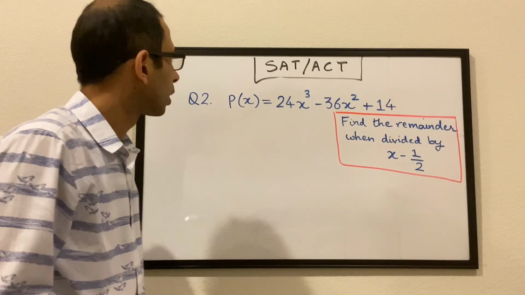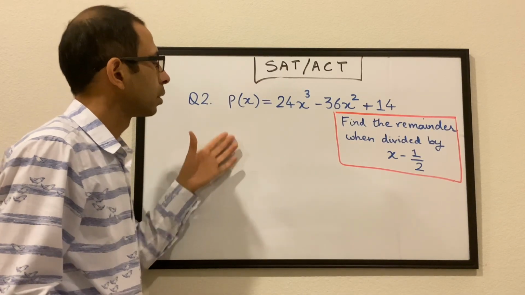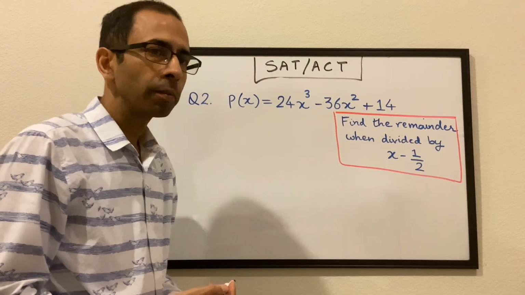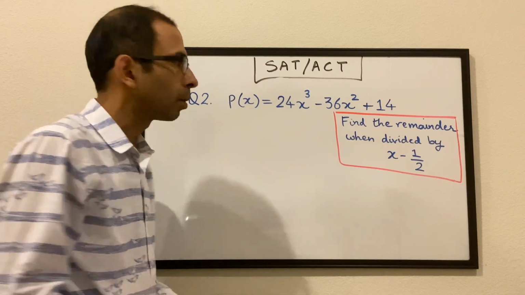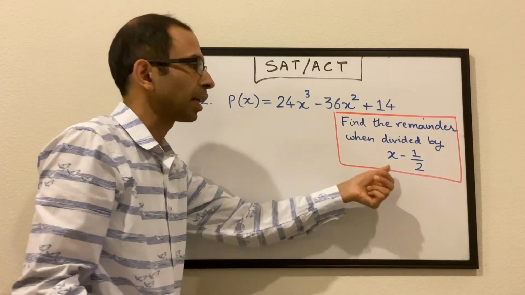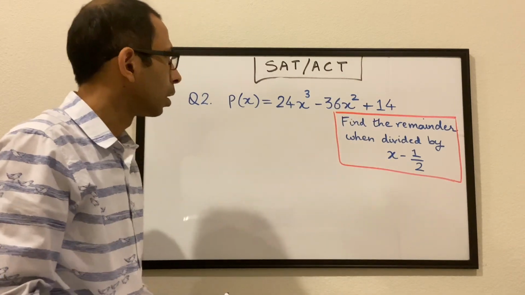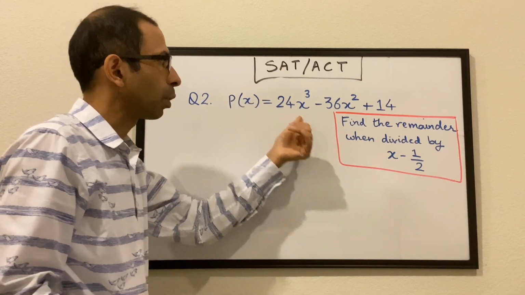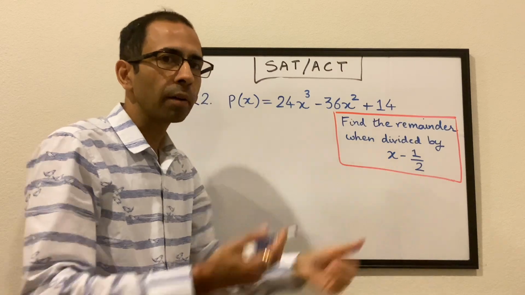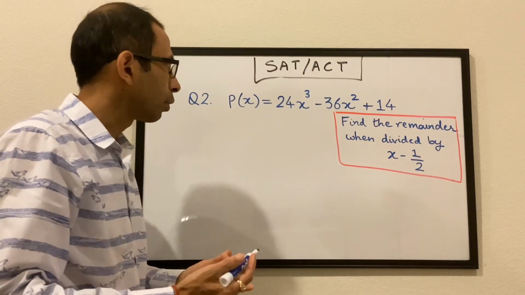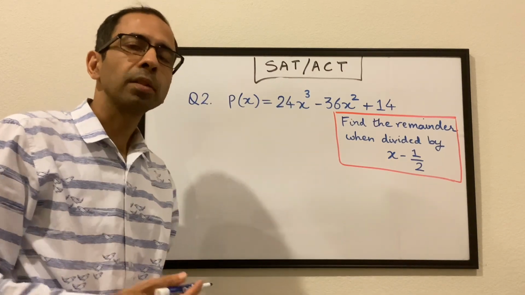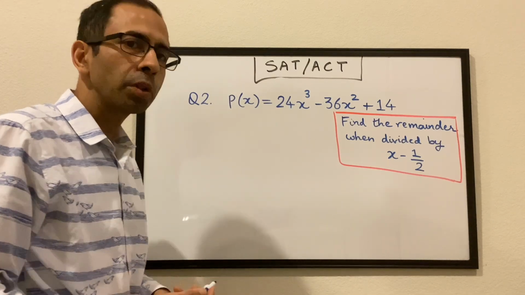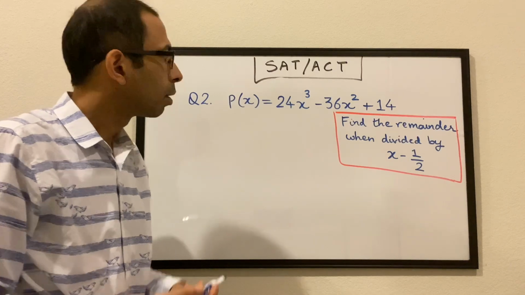Next question. We have a function p(x) which is equal to 24x cubed minus 36x squared plus 14, and we have to find the remainder when this function p(x) is divided by x minus half. Now one traditional way could be to do a long division and divide this polynomial by x minus half and see what remainder you get. Of course you can do that, but it will take quite some time and there are some chances of making mistakes there.